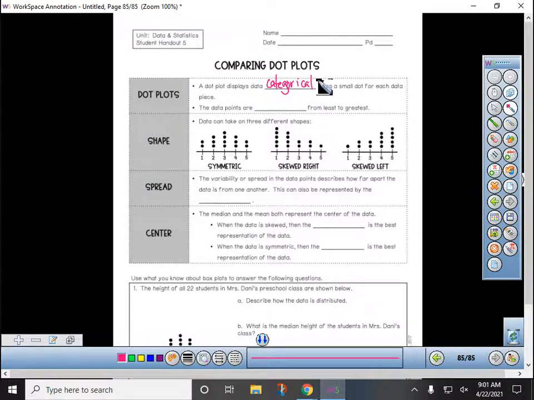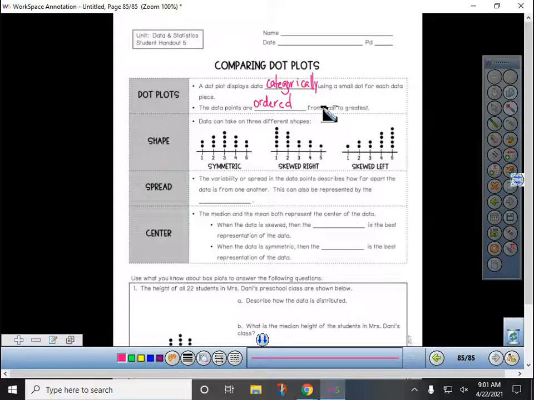Displays data categorically, using a small dot for each data piece. The data points are ordered from least to greatest. Data can take on three different shapes. Symmetric, skewed right, which means it's lower on the right, or skewed left, which means it's lower on the left.